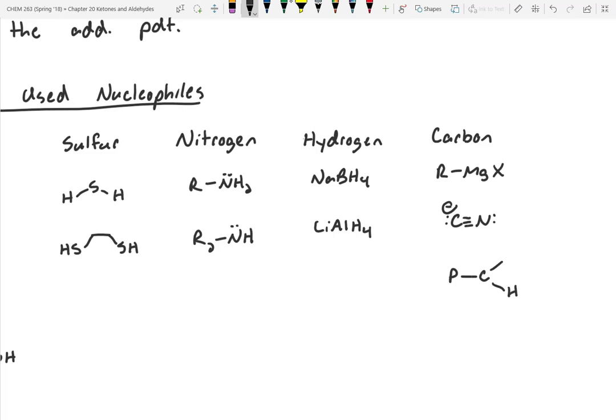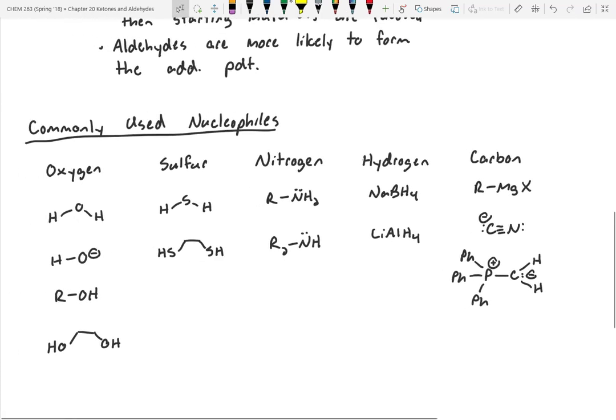is this goofy looking reagent where the carbon has a negative charge. Got three phenyl groups coming off a phosphorus, and then the phosphorus has a positive charge. This is called the phosphorus ylide, and we'll go over this in more detail later, but this is used in the Wittig reaction. All right, so we've got quite a few reactions that all use almost the exact same mechanism with the exception of the Wittig reaction, that one on the far right-hand side. Does that make sense?